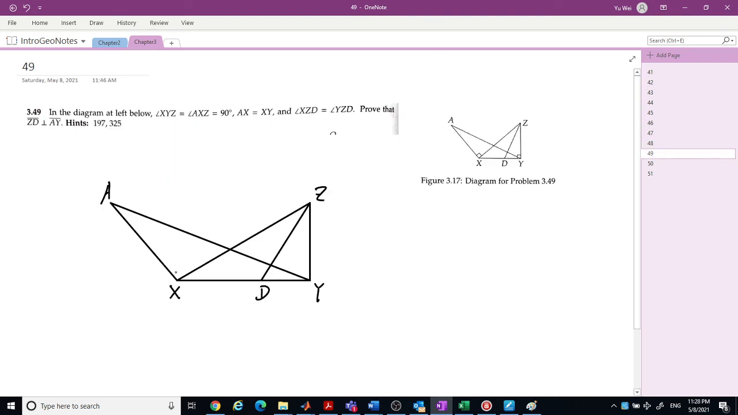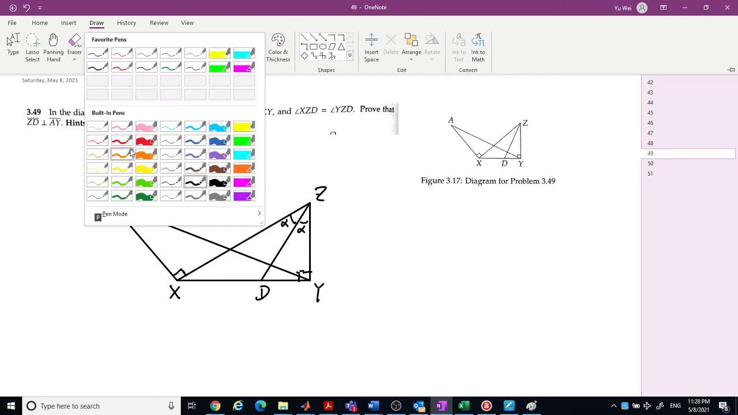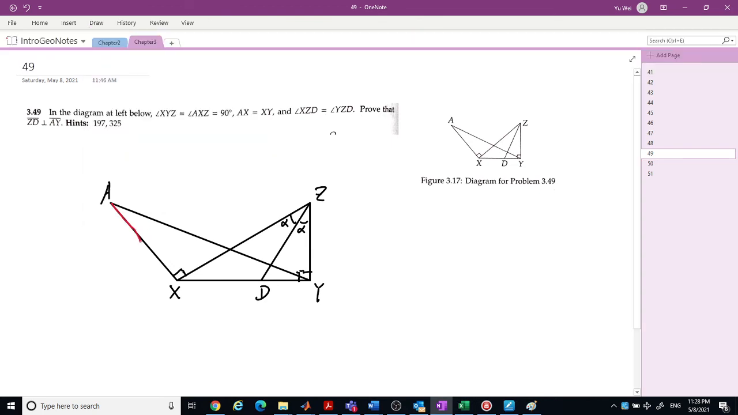Okay, so what we have is a right triangle with a right angle and a right angle, right? So what we have is XZY. This one is the angle bisector. Prove that AX is equal to XY. Let me use the color. AX equals XY.